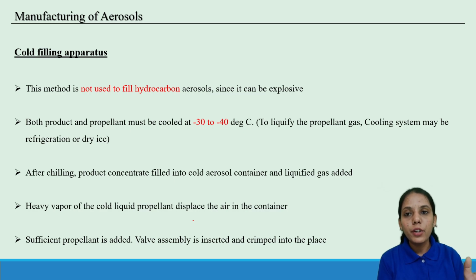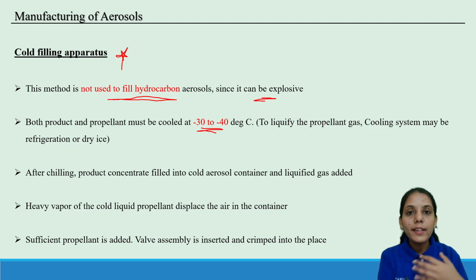Now we will see the manufacturing of aerosols. So very first is cold filling apparatus. So this method is not used to fill hydrocarbon. So the aerosols which are prepared by hydrocarbon, this method is generally not useful because it can be explosive. Both product concentrate and the propellant should be cooled at -30 to -40 degrees Celsius, because to liquefy the propellant gas, propellant is present in the gaseous state. To liquefy that we have to cool down at -30 to -40 degrees Celsius.